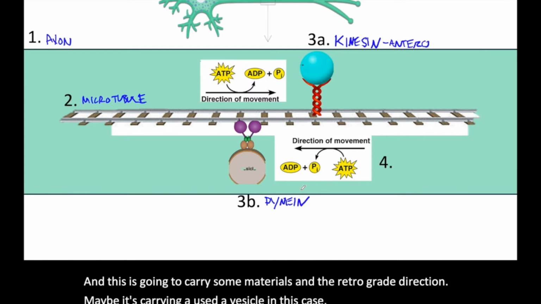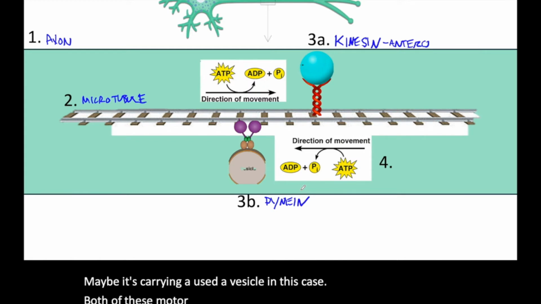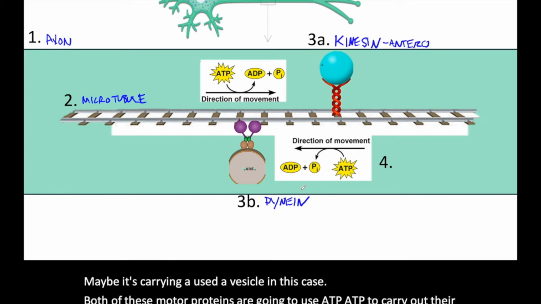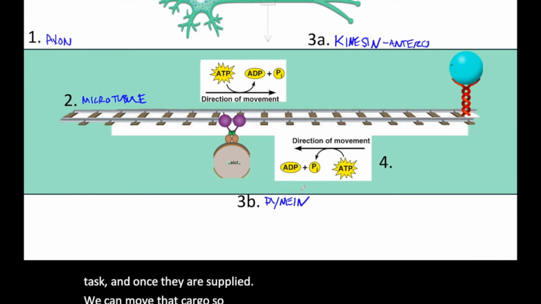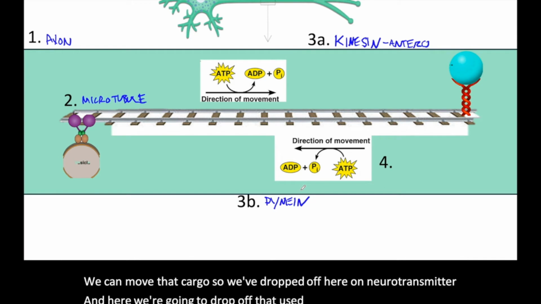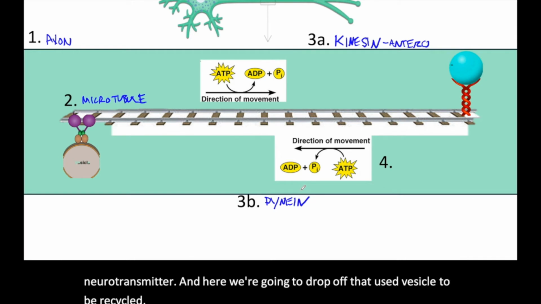Now, both of these motor proteins are going to use ATP to carry out their task. And once they're supplied, we can move that cargo. So we've dropped off here our neurotransmitter, and here we're going to drop off that used vesicle to be recycled. Okay. Now, some other things I should point out.